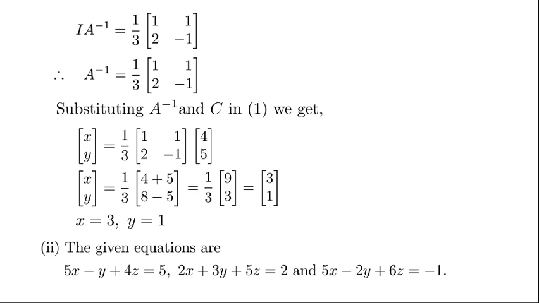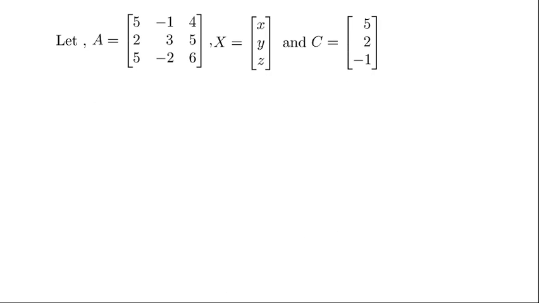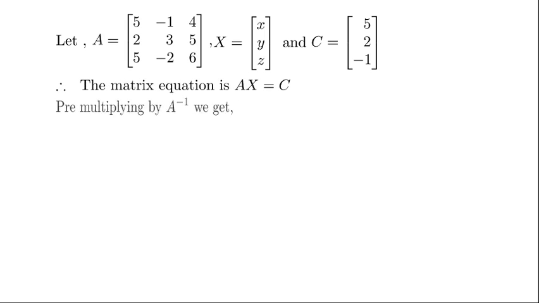Second problem, the given equations are 5x minus y plus 4z equals 5, 2x plus 3y plus 5z equals 2, 5x minus 2y plus 6z equals minus 1. Again, we'll put them in the form of matrices. First one, coefficient of the variable, second one, variable matrix, and third one, constant matrix. So the matrix equation is AX equal to C.